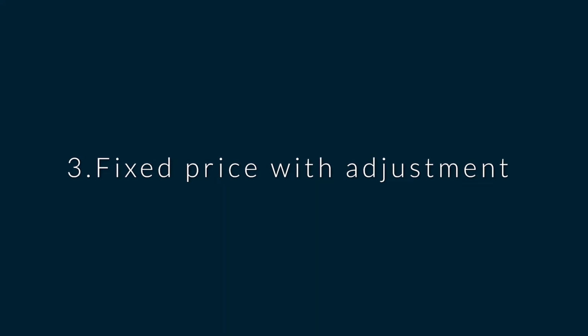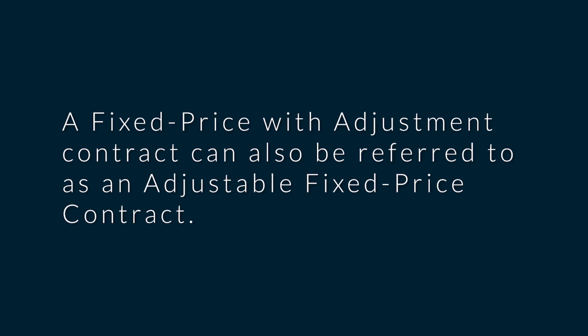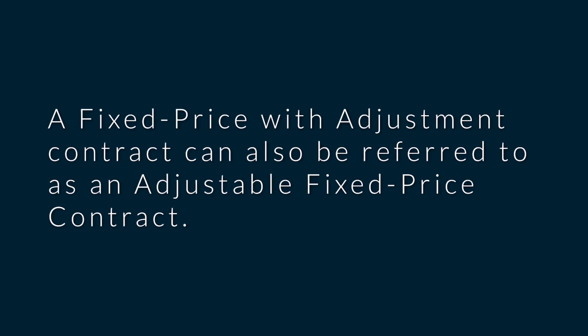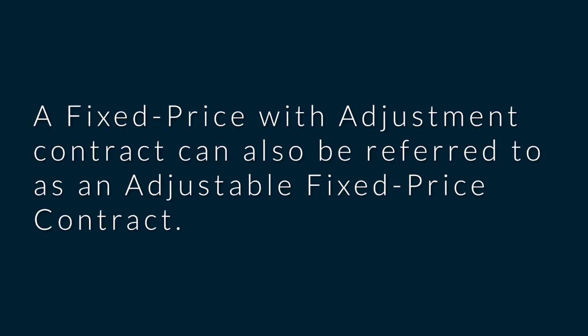A third example, okay, under fixed pricing arrangement could be fixed price with adjustment. Now, fixed price with adjustment contract can also be referred to as an adjustable fixed price contract. So in this sort of contract, we have a baseline, like this is how much we want to spend, or can be spent. But then we also have conditions that allow for adjustment to that particular price. Adjustment to the price, here is a practical example of that, okay, to make it easier for you.